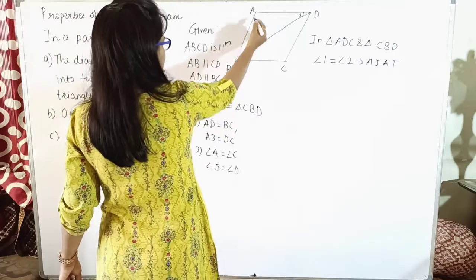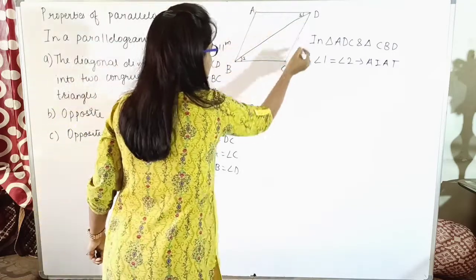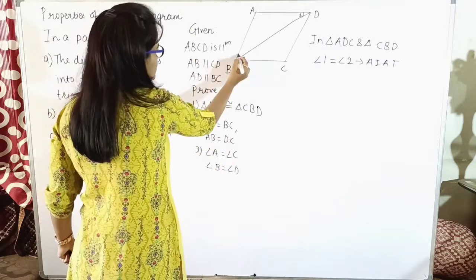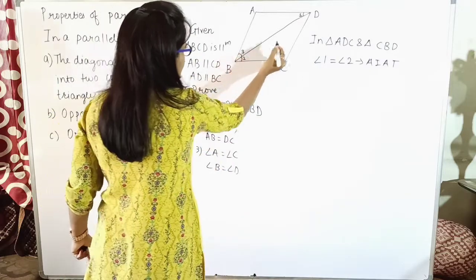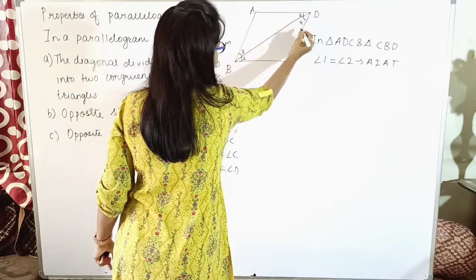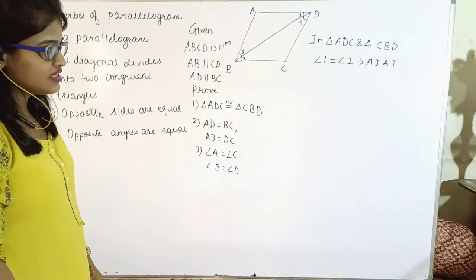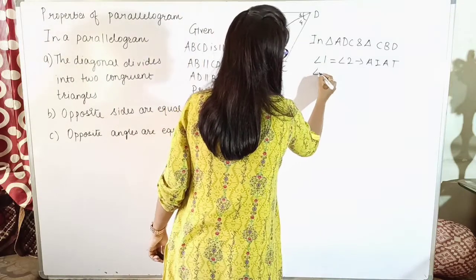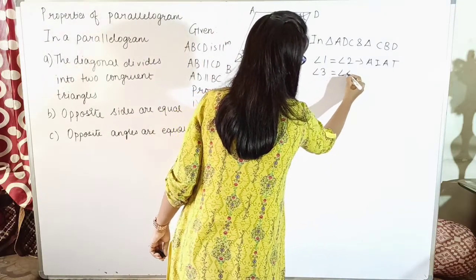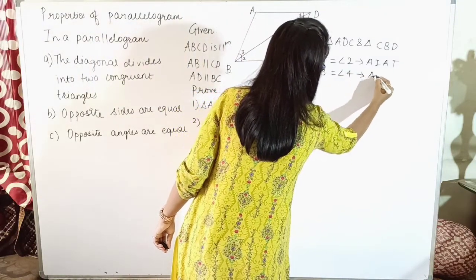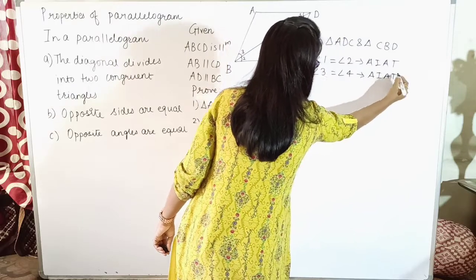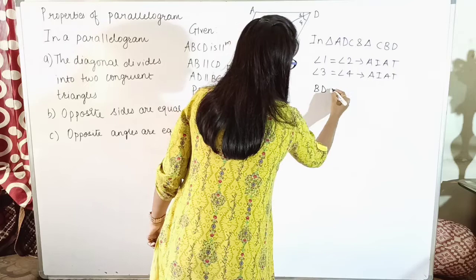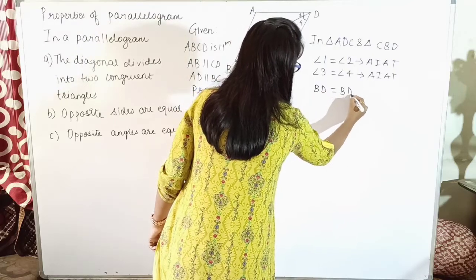Similarly, now if I take AB and CD as parallel and again BD is the transversal, so this becomes my angle 3 whereas this becomes my angle 4. Will they be equal to one another? Yes, again by the same reason they are alternate interior angles. So angle 3 equals angle 4 and both are alternate interior angles. Yes, and the common side BD equal to BD.